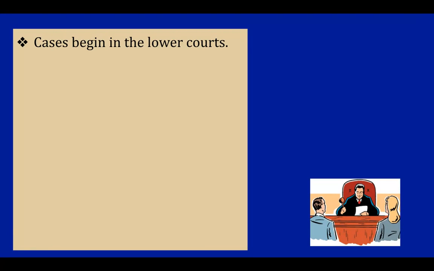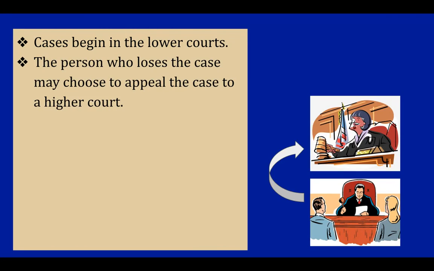In both state and federal courts, all cases begin in the lower courts. For example, if you file a lawsuit, contest a traffic ticket, or adopt a child, your case will start in the lower court. If you lose your case, you can then choose to appeal the case to a higher court. An appeal isn't simply a do-over of the court case. You have to prove that the lower court made a mistake that caused it to make the wrong ruling.